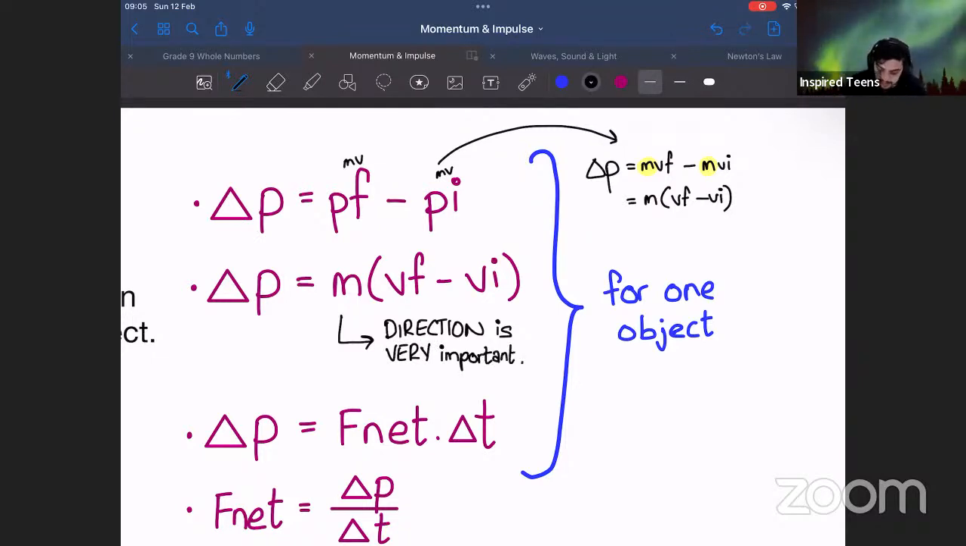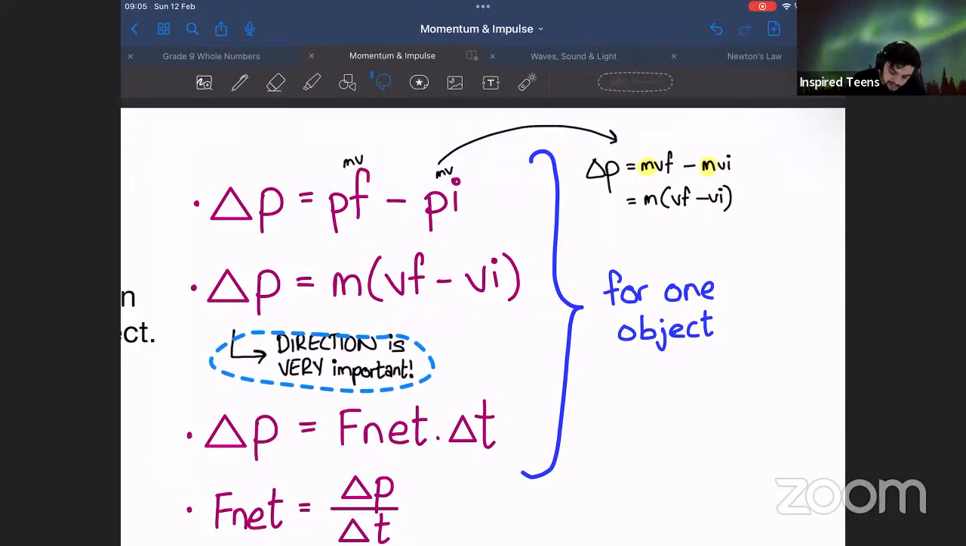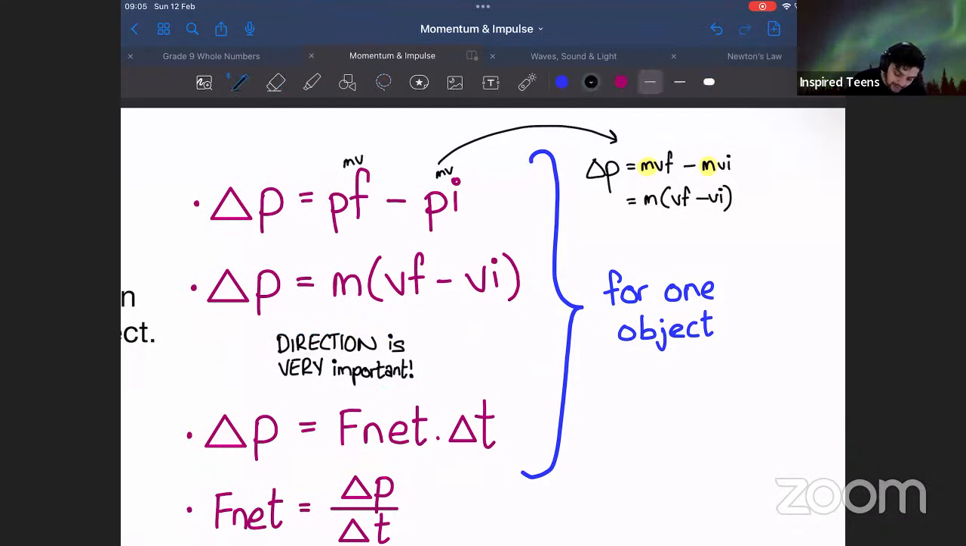Direction is extremely important. Okay, we need to note that. Direction is very important, right? Why so? Because remember, when we deal with, I'm not sure if you guys have dealt with vertical projectile motion yet, but when you're dealing with a direction, it is represented by a negative and a positive.